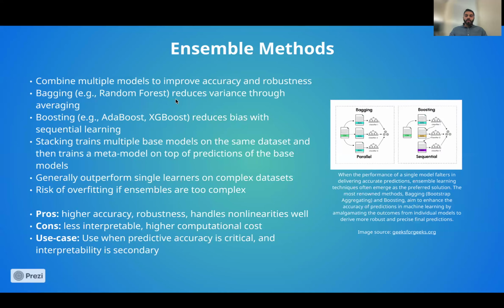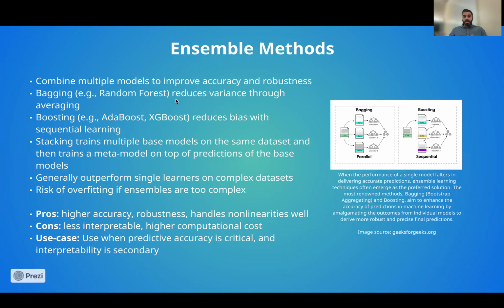Boosting trains models in a sequential manner, which is the opposite of how bagging does it. And it reduces bias, where each model is basically learning to improve itself based on the errors of the prior model, right? So that's how it reduces bias, but is sequential in nature. So it takes a good amount of time to train these models one after the other, versus bagging, which is more parallel.